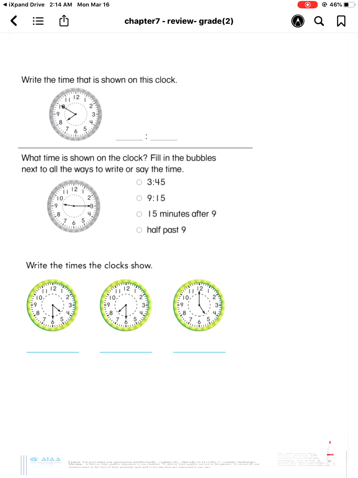The first question says, write the time that is shown on this clock. Now let's see here. What about the minutes? Can we count? Yes, of course we can. You can start from 6, because you know that this means 30 minutes.